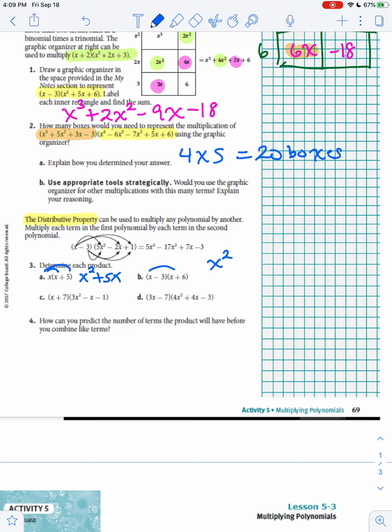We go first times the first and we get x squared. And then we do the outers, x times 6, 6x. And then you do your inners, negative 3 times x, negative 3x. And some people can do that in their head. They just do 6x, take away 3x. And then negative 3 times 6, negative 18. We've got to always combine our middles. So we get x squared plus 3x minus 18.